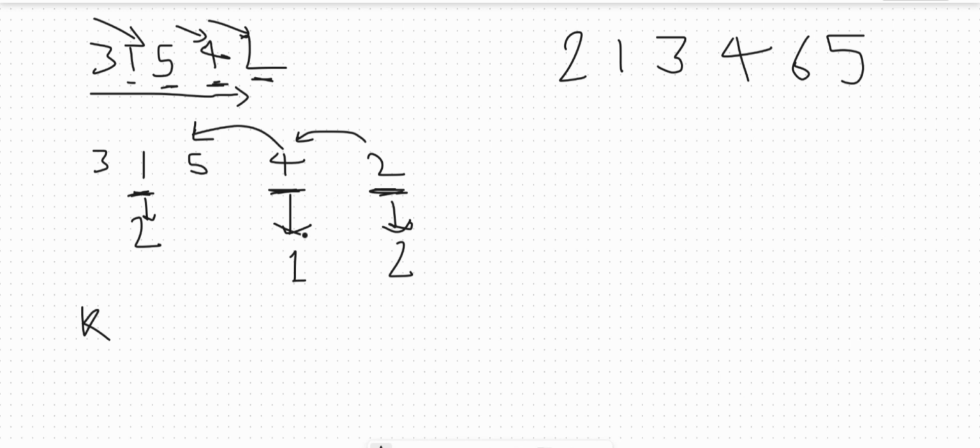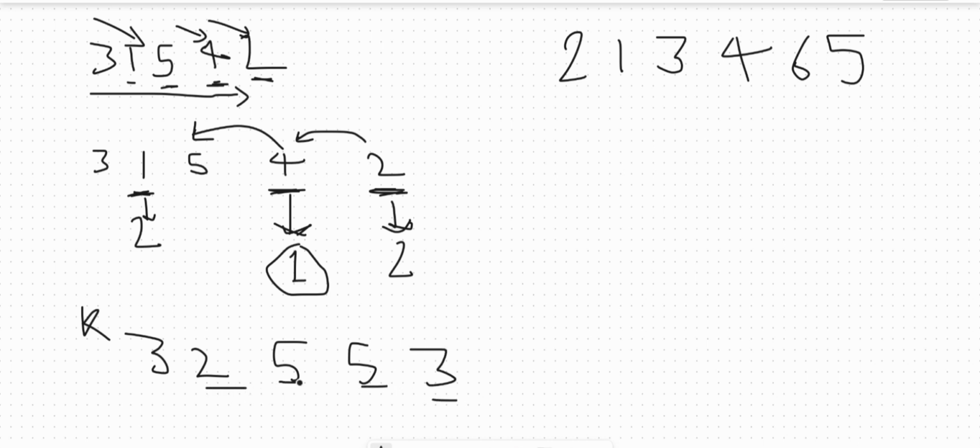Now tell me one thing. If I choose k equals 1 and increase all these indices by 1, can I make the permutation increasing? Let's try it out. We have 3 2 5 5 and 3, after increasing all these indices by 1. Is this an increasing permutation? Obviously no. Why? Because here we still need one more, and here we still need 2 more. So we have to choose the maximum of all the differences between a_{i-1} and a_i, where a_i is less than a_{i-1}.